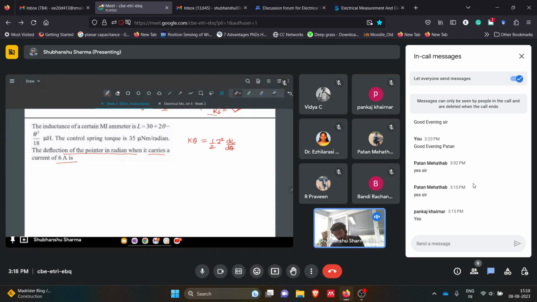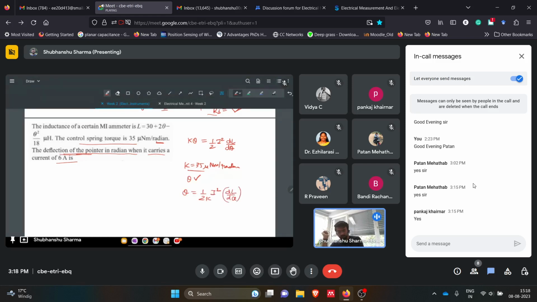So this is very simple. We have this control spring torque, K equals 35 micro newton meter per radian. And when you are solving anything, just look at the units of the things which are given in the question. So this is K, and we need the deflection. We need theta. So theta equals K by half I square dL by d theta.